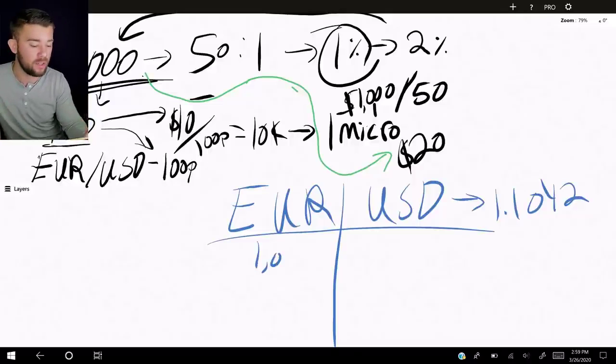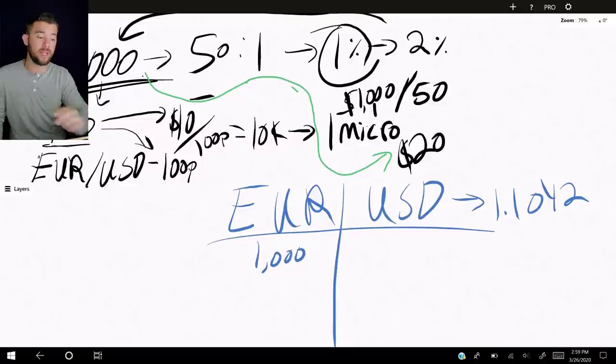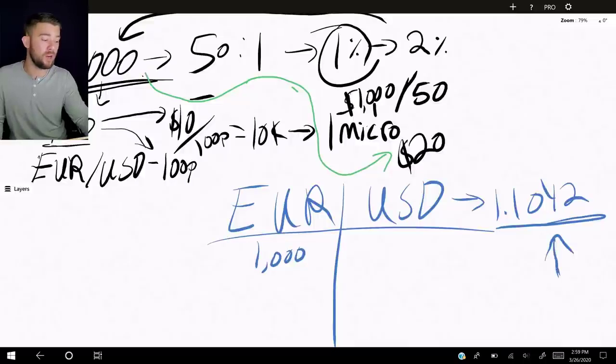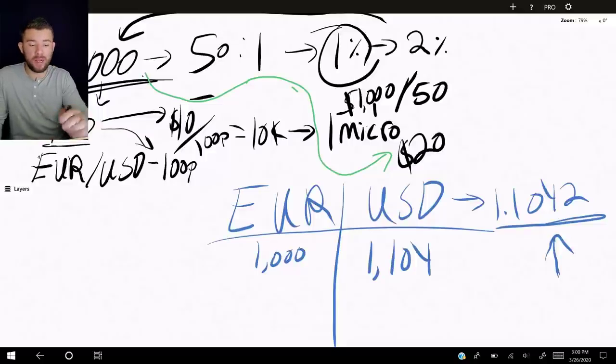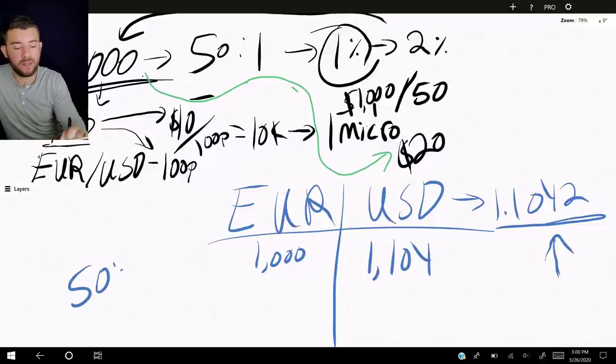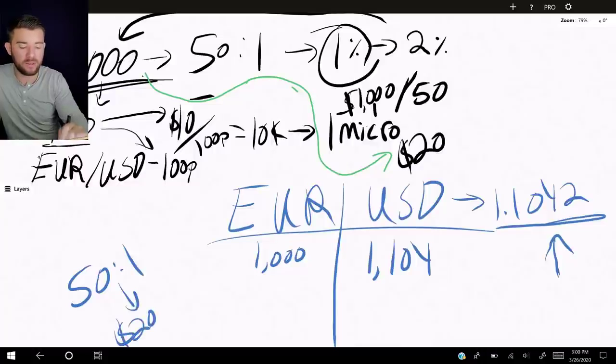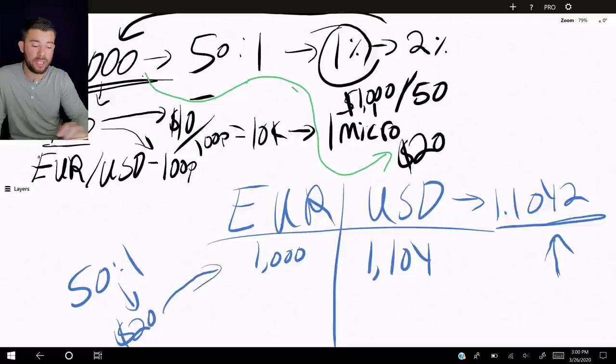I want 1,000 units of euro. And they said, okay, in order to give you 1,000 units of euro, the exchange rate right now is 1.1042. They say, okay, if you want 1,000 euros, we're going to need $1,104 from you. But then the bank, or the broker, goes, I've got you at a 50 to 1 leverage, which means we really only need $20 on margin for you to do this, because your $20 is equal to 1,000 units.